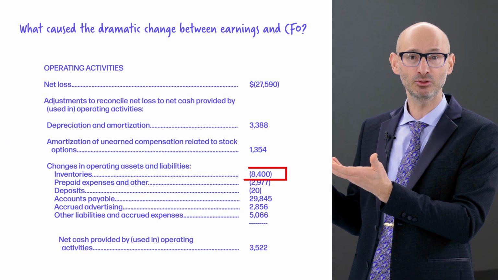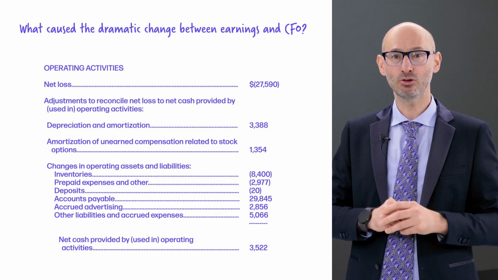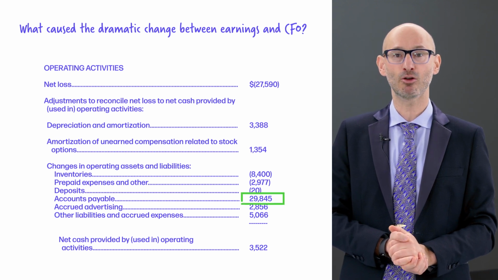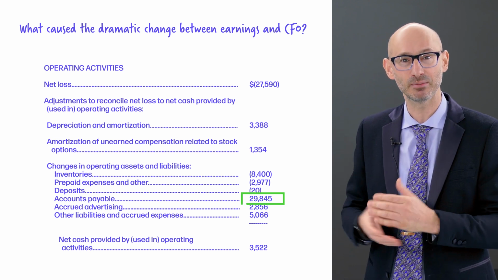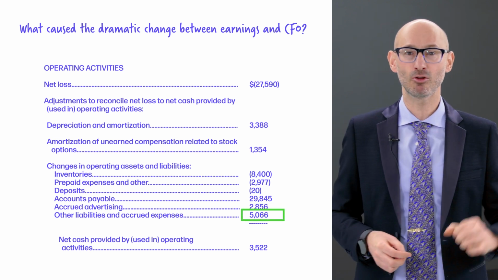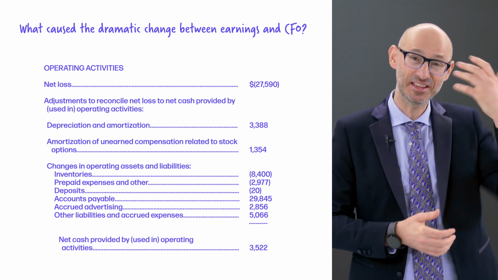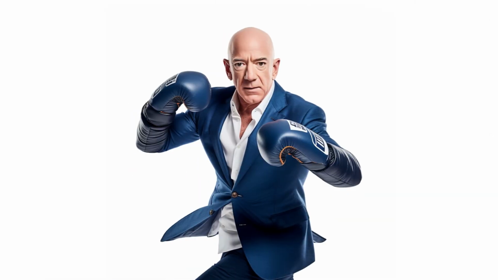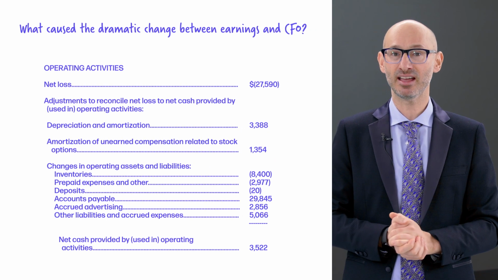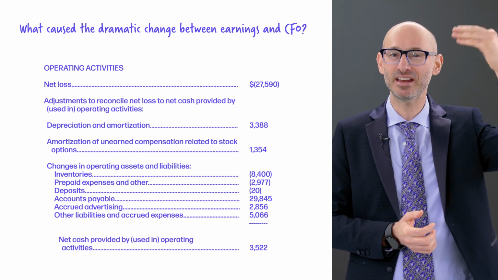Well, Amazon was clever enough and had enough market power back in the late 90s to let others pay for its expenses. In other words, although it spent an incremental 8.4 million purchasing books, look at the change in inventory account, this negative cash outflow was offset by 29.8 million of unpaid expenses under accounts payable, and another 5.06 million of other liabilities and unpaid expenses. So, Jeff Bezos, in his early days, was one tough negotiator. He got a lot of services, including suppliers, that he did not pay off until very much later.